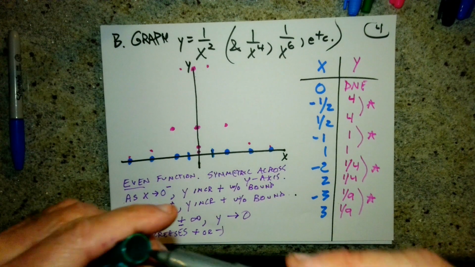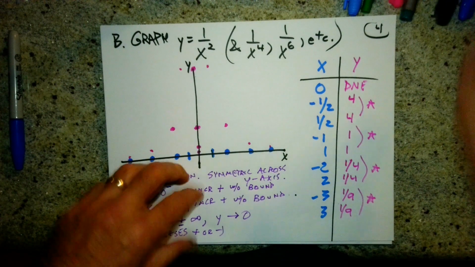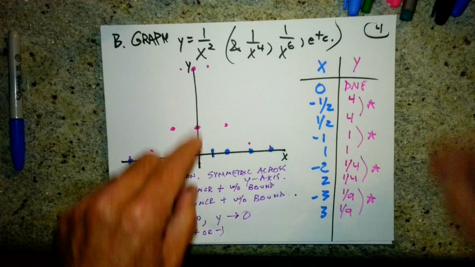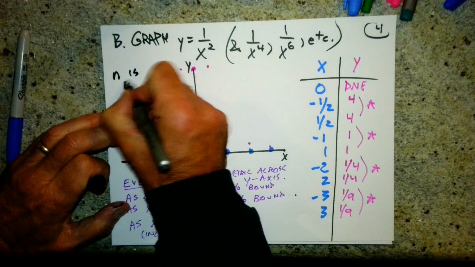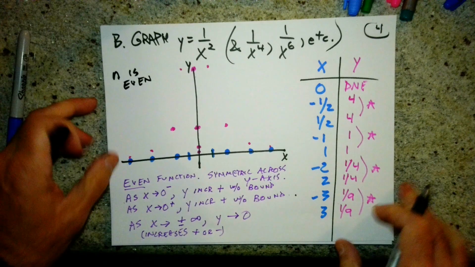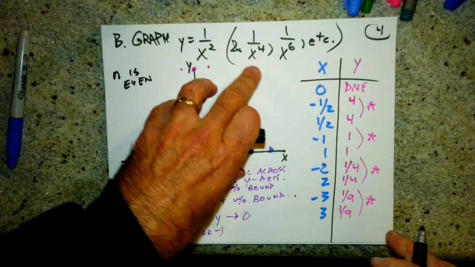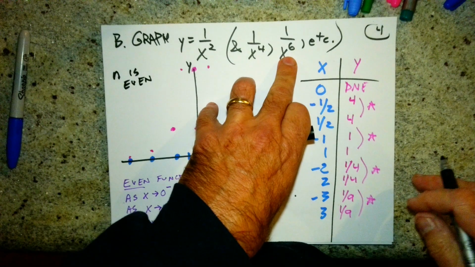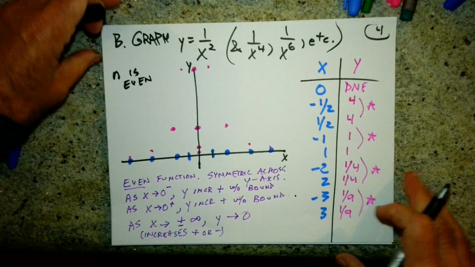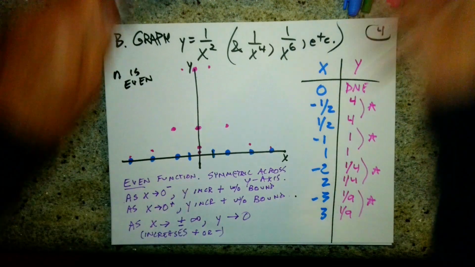Okay, so now we're going to use that idea. First we'll look at graphing y equals 1 over x squared. In other words, these are fractions where n is even. The exponent is even. Y equals 1 over x squared, and the graphs for y equals 1 over x to the fourth, y equals 1 over x to the sixth, etc., all have the same basic shape. Okay, and what is that shape?